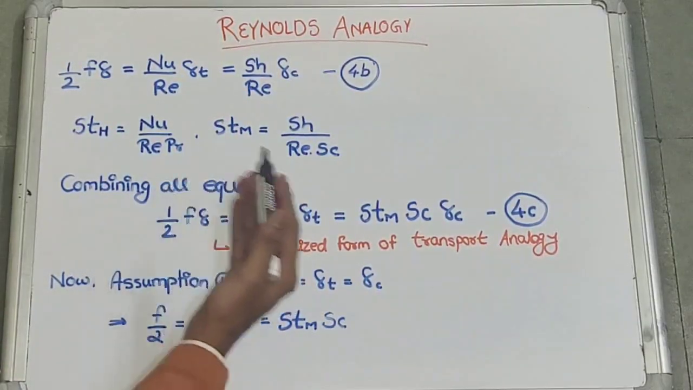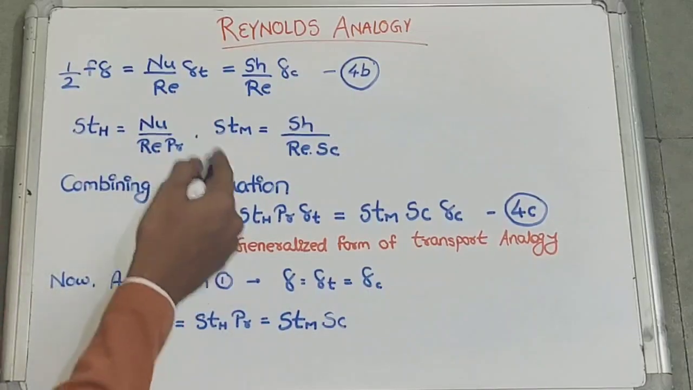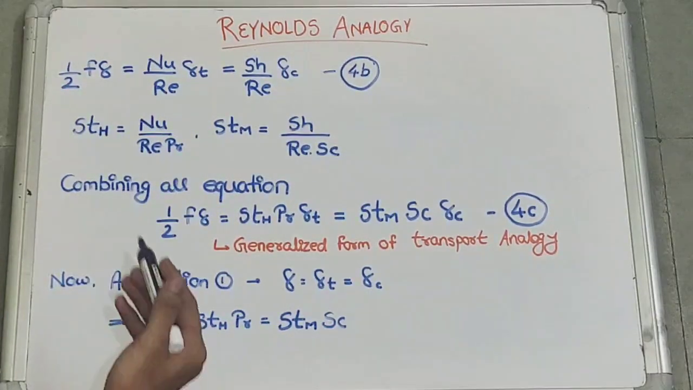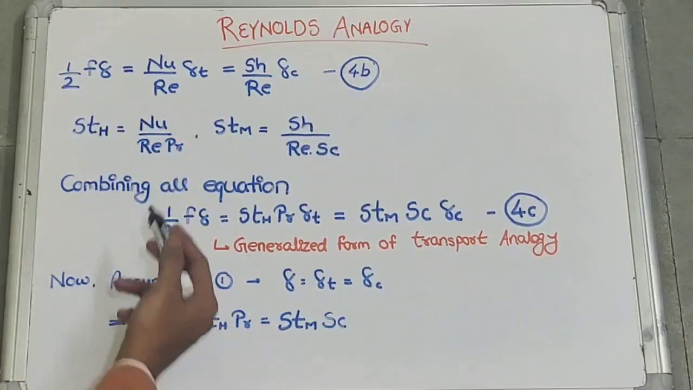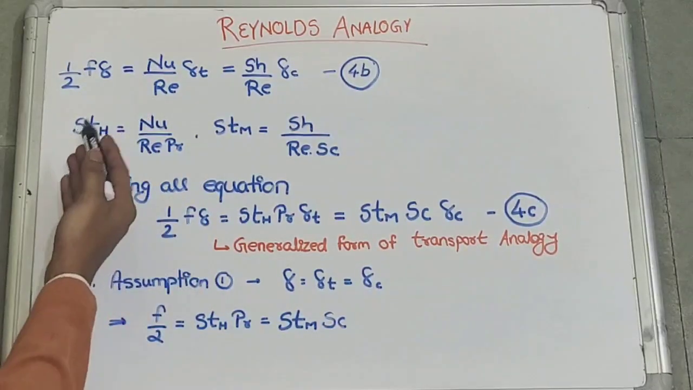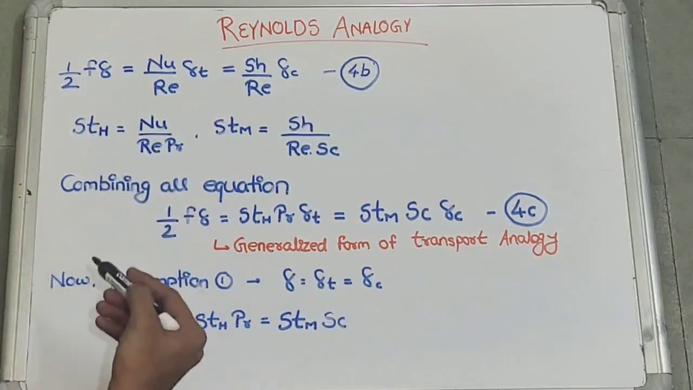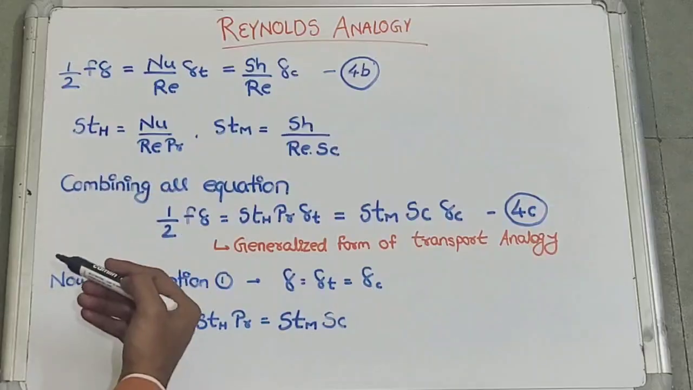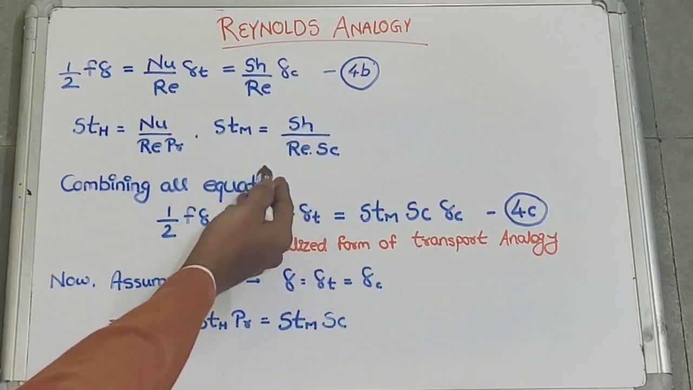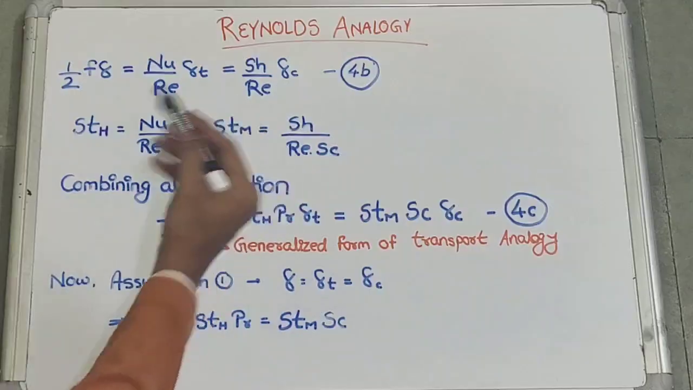Now we already know that Stanton number for heat transfer can be written in the form of other dimensionless numbers, that is Nusselt number, Reynolds number and Prandtl number. So it can be written as Stanton number for heat transfer is equal to Nu by Re multiplied by Pr. Similarly, Stanton number for mass transfer can be written in terms of Sherwood number, Reynolds number and Schmidt number, which can be written as Sh by Re Sc.